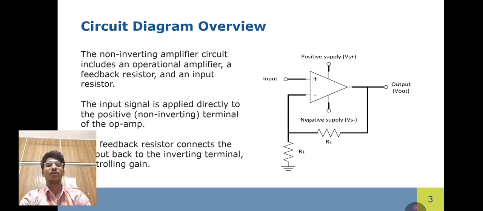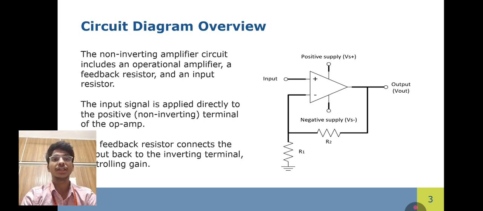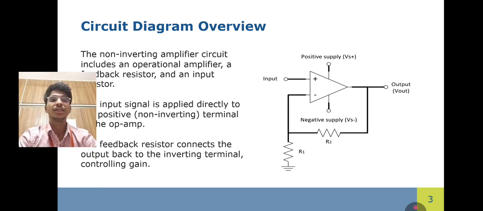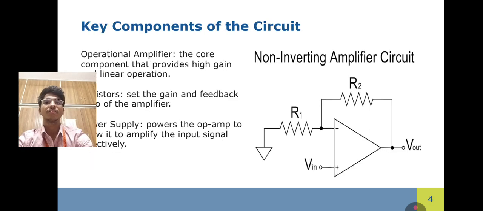Circuit diagram overview. The non-inverting amplifier circuit includes an operational amplifier, a feedback resistor, and an input resistor. The input signal is applied directly to the positive, that means non-inverting, terminal of the operational amplifier. The feedback resistor connects the output back to the inverting terminal, controlling gain. This is the overview of the circuit diagram.